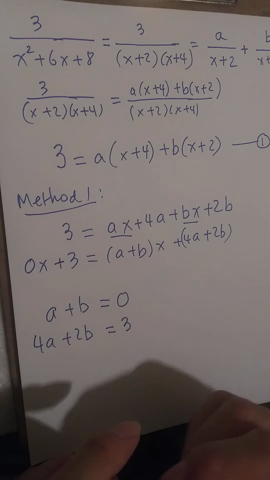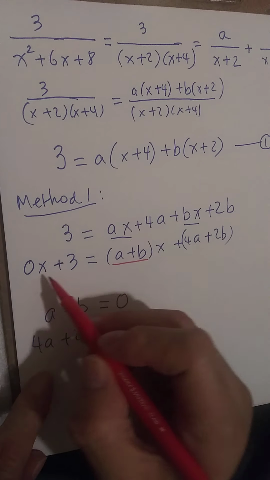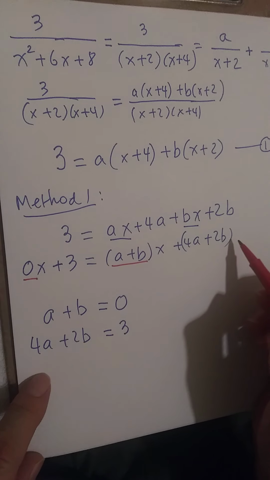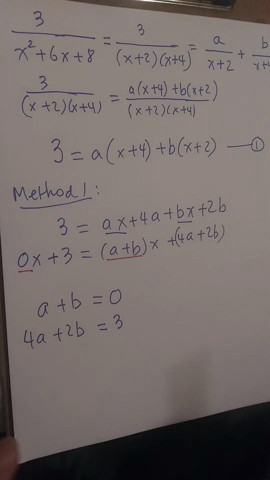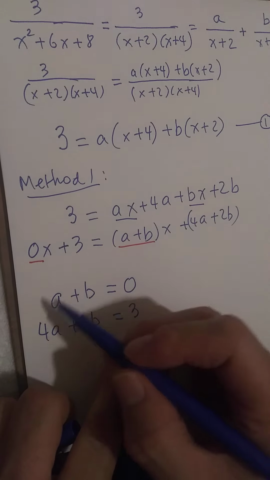So a plus b must equal 0. I'll underline it. A plus b must equal 0. And 4a plus 2b must equal 3. And now we need to solve a system of two equations in two unknowns. Okay, let's solve the first equation.